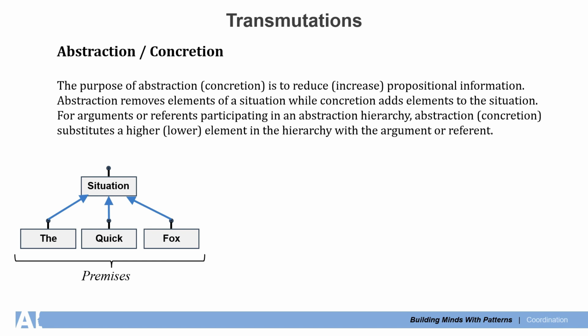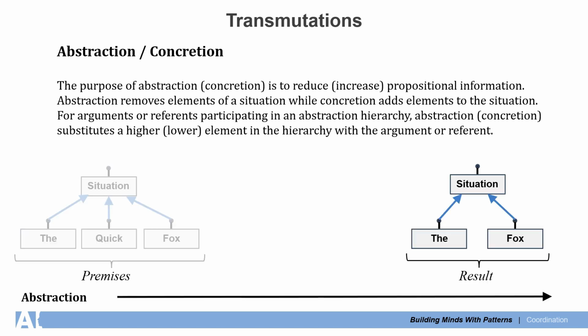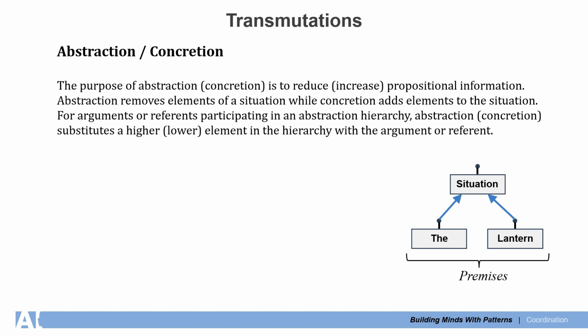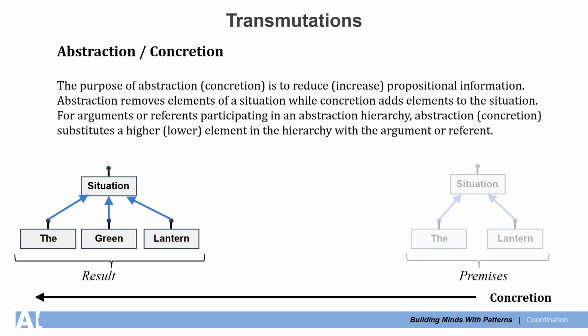If we say the quick fox, abstraction will allow us to say the fox, thereby decreasing the amount of information. If we have the lantern, concretion will allow us to say the green lantern, thereby increasing the amount of information.